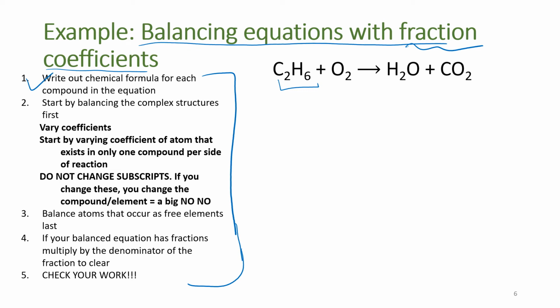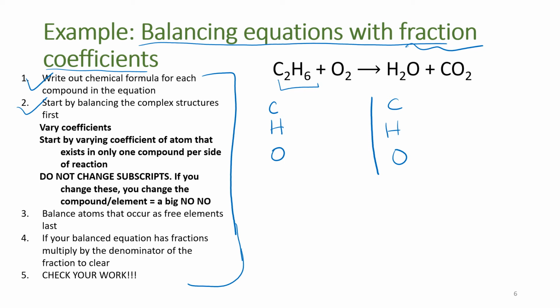We actually have everything written out. Next, we are going to start by balancing the complex structures first. So what I like to do is I'll just set this up down the middle. And we have three types of elements, right? So which one are we going to start balancing first? Which of these reactants and products are we going to start with first? So anytime you have an element present in more than one of either the products or reactants, that's something you want to leave for last.